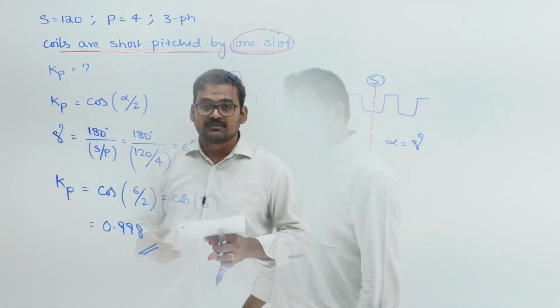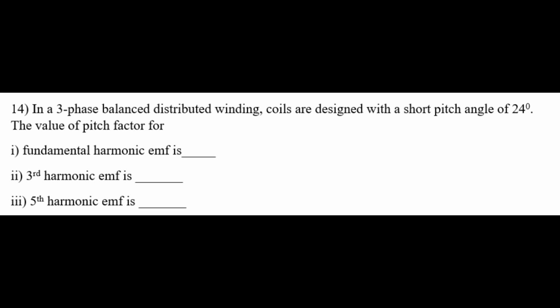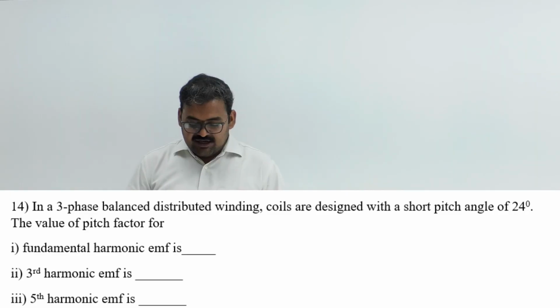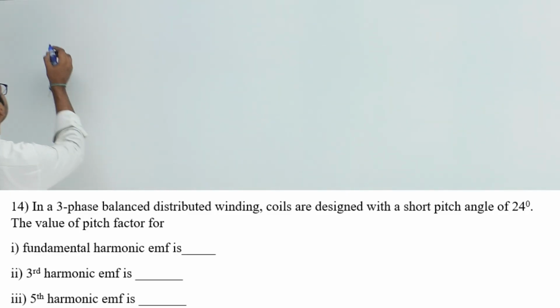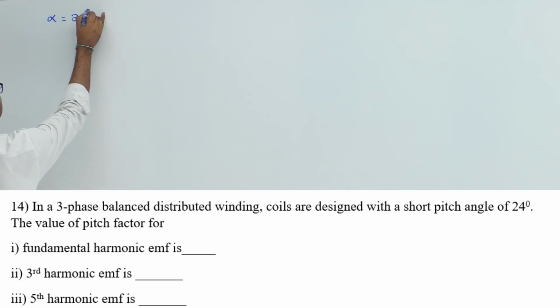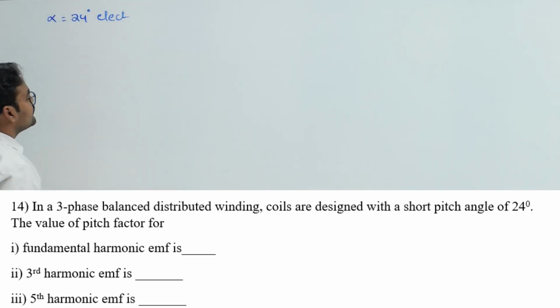Okay. Now let us try to practice one more question. Look at the question on your screen. In a three-phase balanced distributed winding, coils are designed with a short pitch angle of 24 degrees. The value of pitch factor for fundamental harmonic EMF, third harmonic EMF, fifth harmonic EMF. Very simple question. This time the short pitch angle was directly given. How much is the short pitch angle? Alpha is equal to 24 degrees electrical.